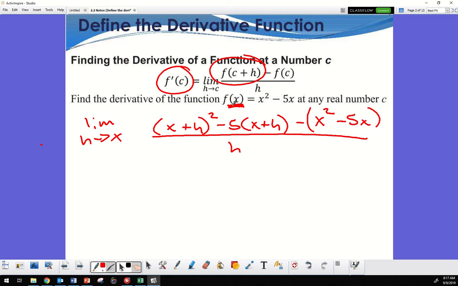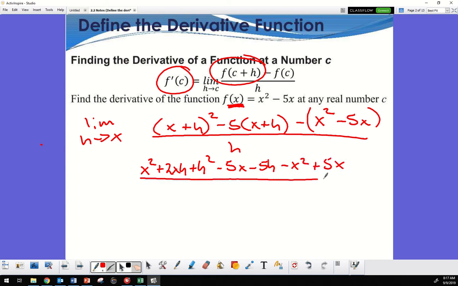As I square this one over here, I'm going to get x squared plus 2xh plus h squared minus 5x minus 5h minus x squared plus 5x, all over h. I just expanded the binomial square.